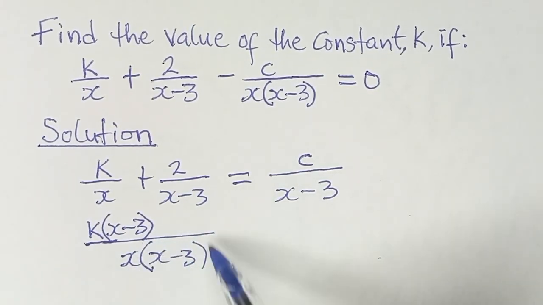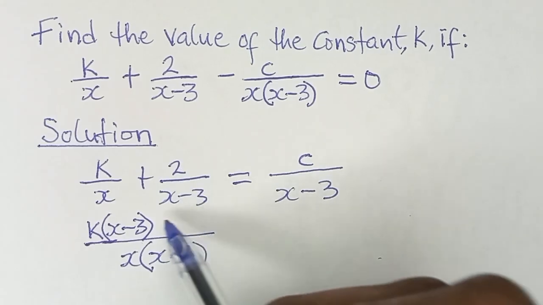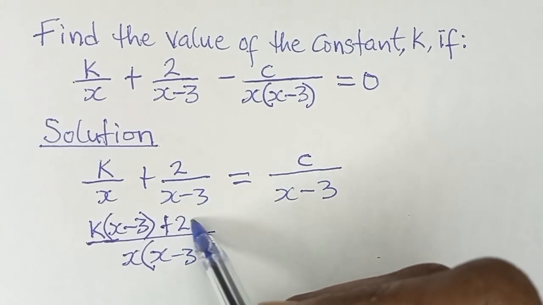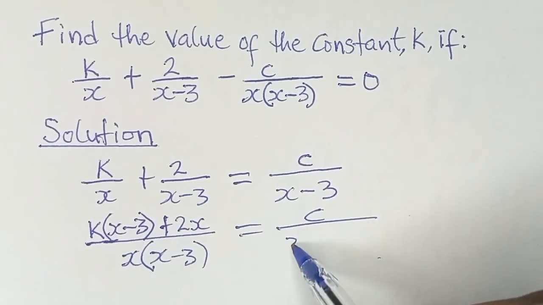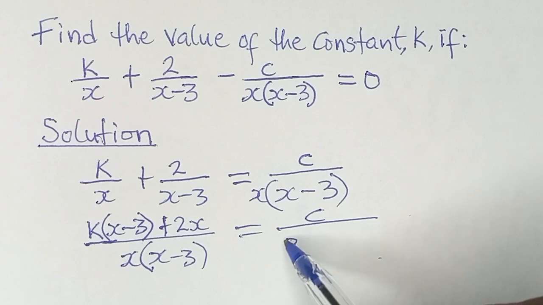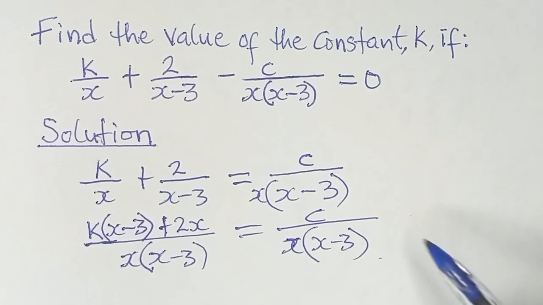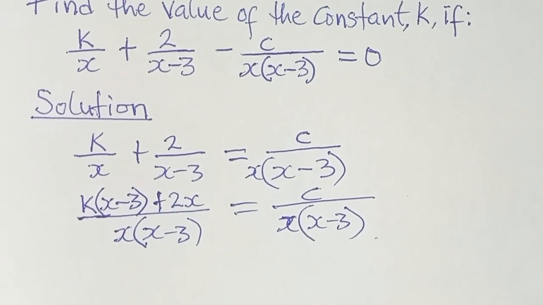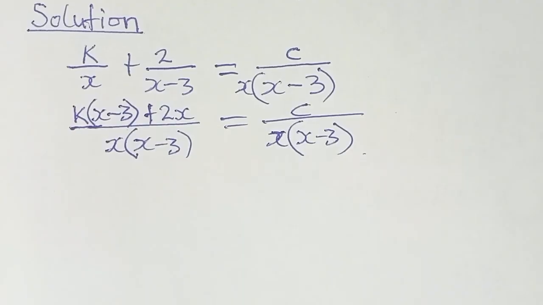Then now, when we use this to divide this part, this x minus 3 will cancel x minus 3, and we'll be left with x. So we say x multiplied by 2, and that will give us 2x, so plus 2x. And this is equal to c all over x multiplied by x minus 3. So now that we have simplified it this way, the next thing for us to do is to compare.